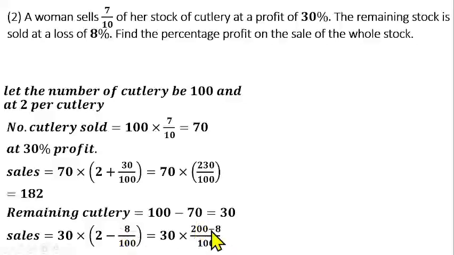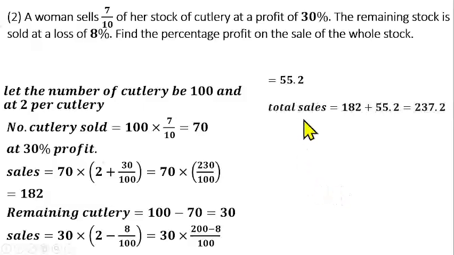Simplify this as well. That will give us 200 minus 8 over 100 by finding the LCM here. That will multiply the number of cutlery that is remaining, which is 30. Then if you simplify that, that should give us 55.2 as the sales for the loss of 8%. Then from there we can now know the total sales for the profit and for the loss. That should be 182 plus 55.2, and that should give us 237.2 as the total sales.